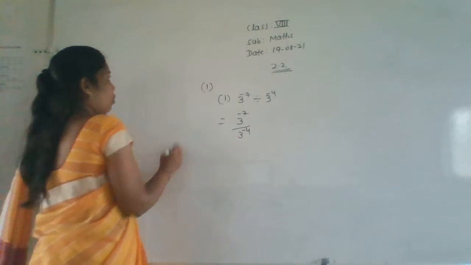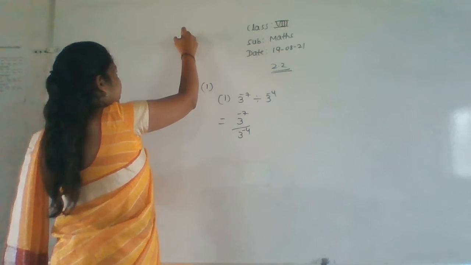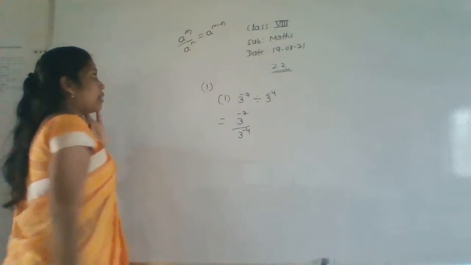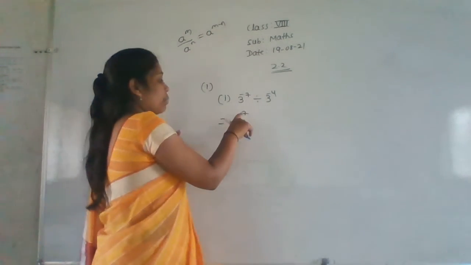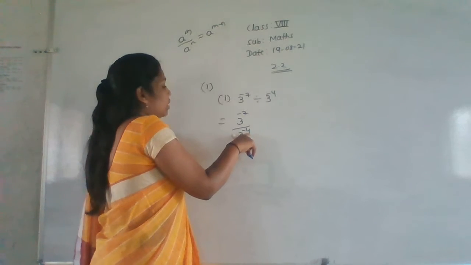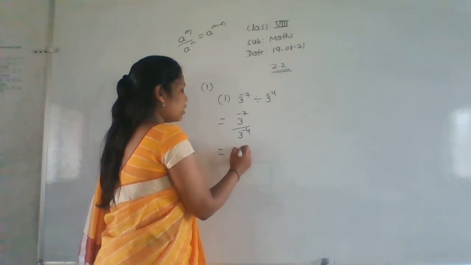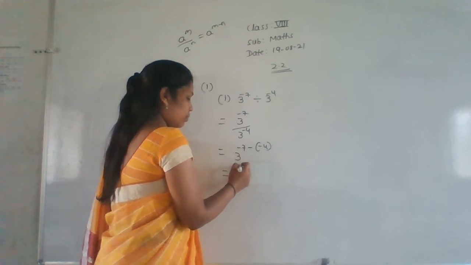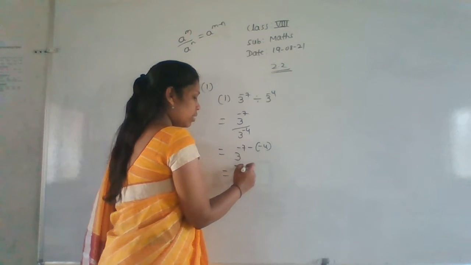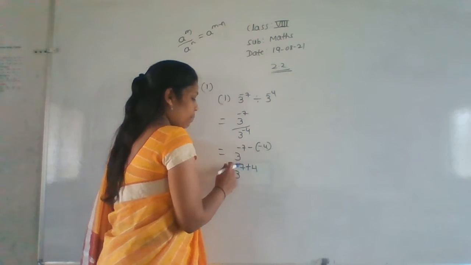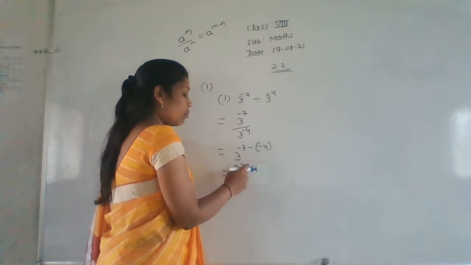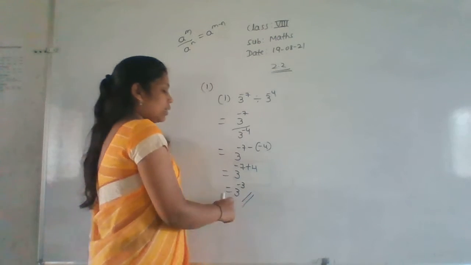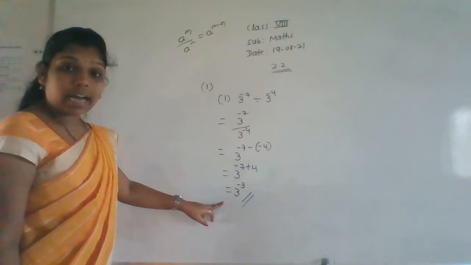Okay. So what does the formula say here? a to the power m divided by a to the power n is equal to a to the power m minus n. So here m is minus 7, n is minus 4. So what is the answer here? Minus 7 minus of minus 4. Minus into minus is plus 4. So minus 7 plus 4. What is the value of minus 7 plus 4? That will be minus 3. Okay, 3 to the power minus 3 is the answer.